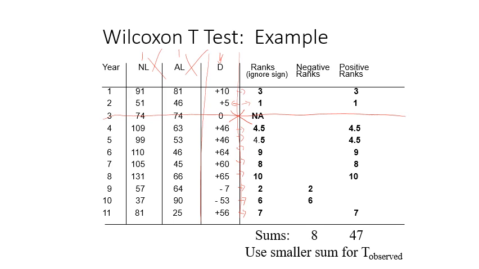Now we need to take all of the negative values. So you see that the only two negative values were -7 and -53. So you take the ranks for those. That was rank 2 and 6. Sum those together, you get 8. Then you take all of the positive ranks, we get a 47. The smaller of the two becomes the t observed, which is equal to 8.